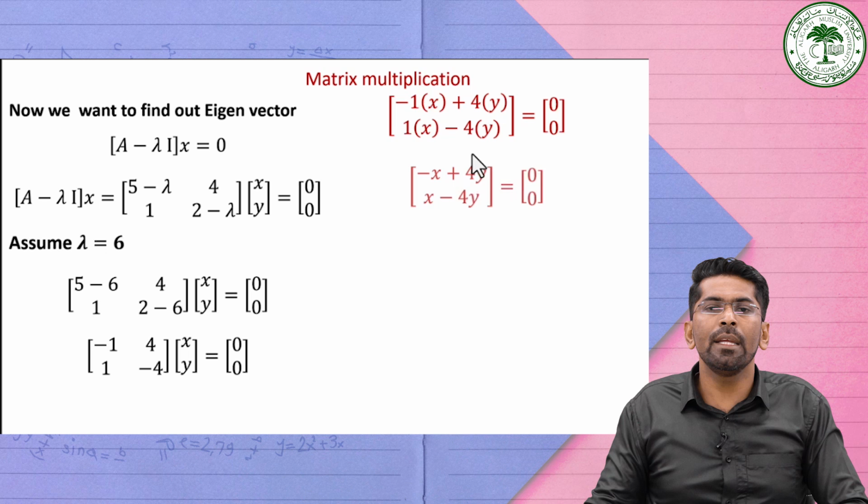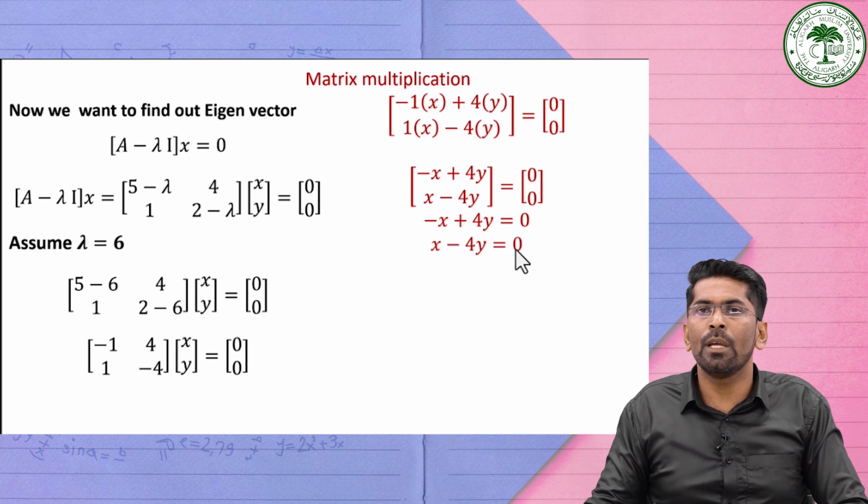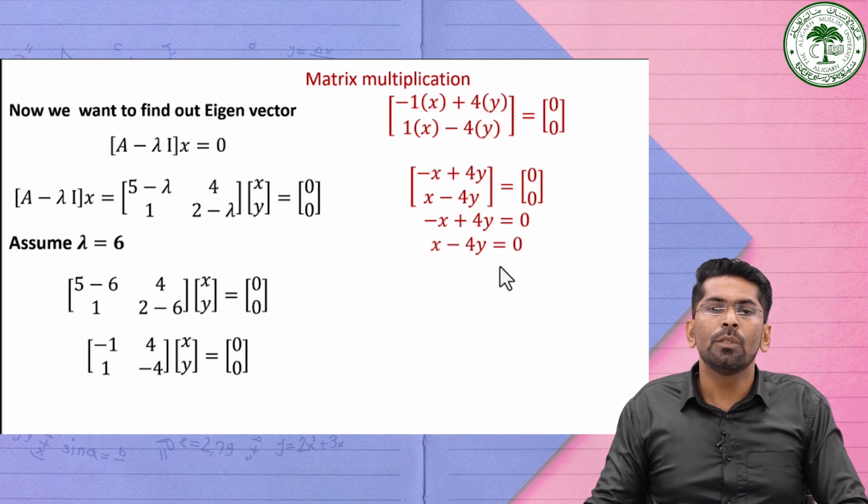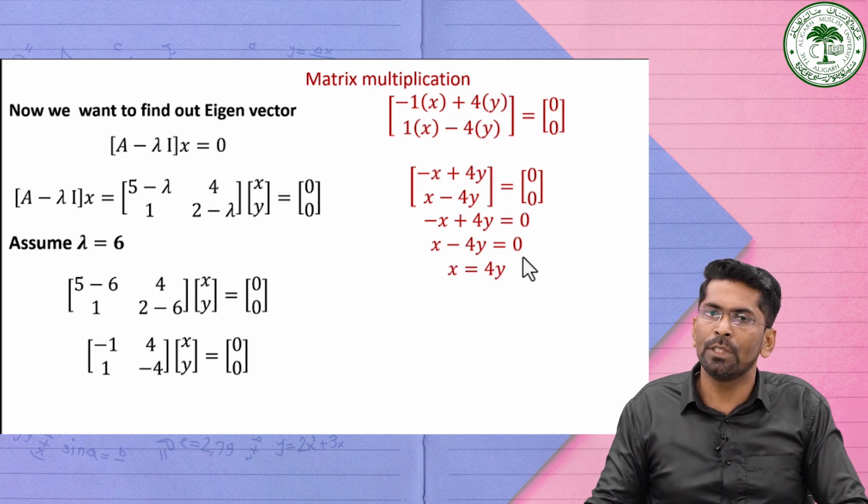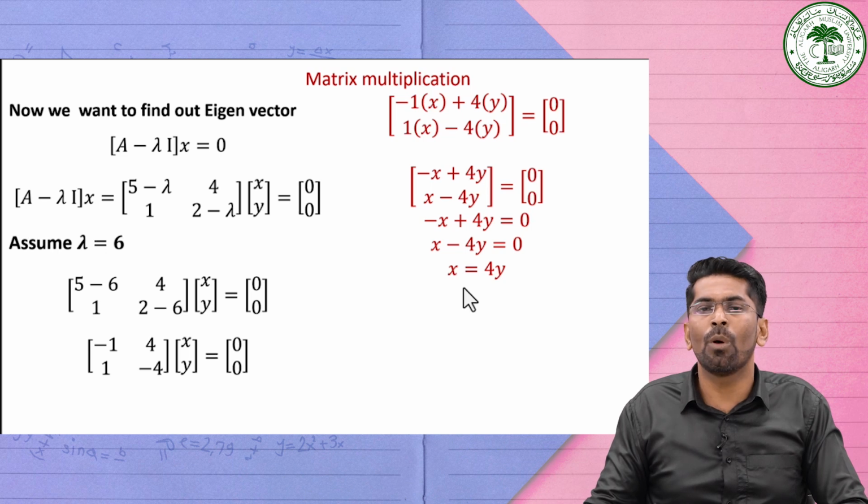Simplifying here, minus 1 into x is equal to minus x plus 4y, then 1 into x is x minus 4y, which is equal to 0. Separating these two equations, minus x plus 4y is equal to 0, then x minus 4y is equal to 0. We are equating with 0. Both are the same, so we consider one equation, that is the second equation, x minus 4y is equal to 0. We can write x is equal to 4y.